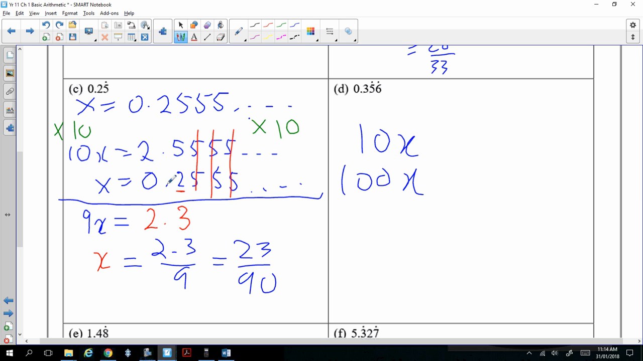10x, which is 2.5, and then 100x is 25.5. So you don't have to worry about decimals, you just do 25 minus 2. But then you have to do 100 minus 10, so you get 90. All right, same thing, okay.